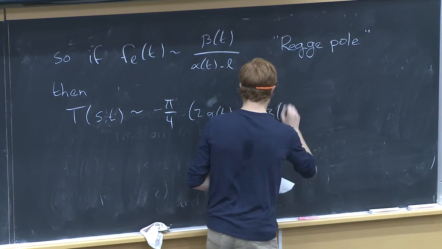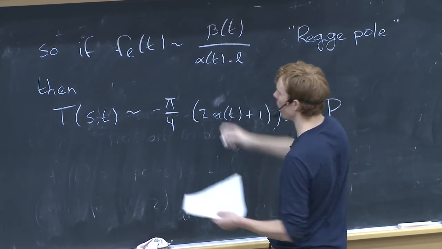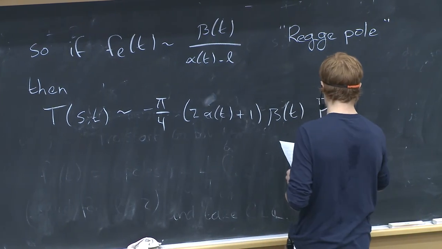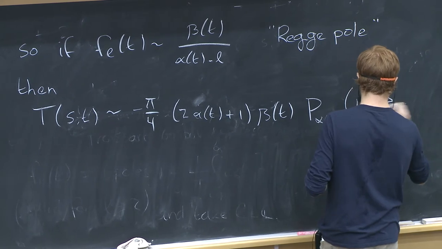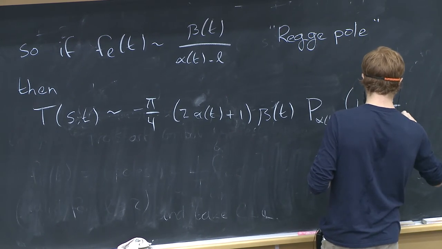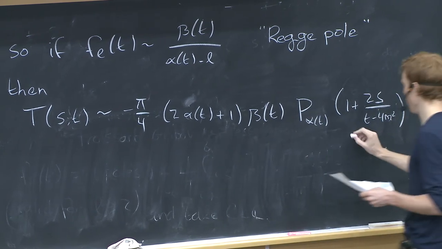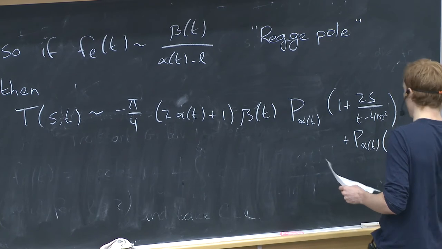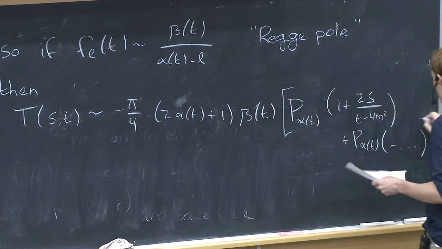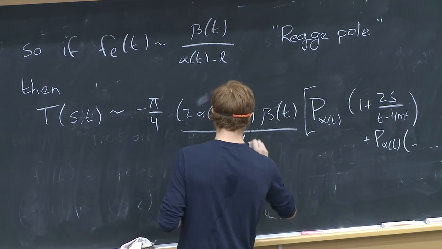There's the beta of t. There's the Legendre function, now not evaluated at L, but at alpha of t, P_alpha(t) of 1 plus 2s over t minus 4m squared, plus P_alpha(t) of minus that thing, divided the whole thing by sine of pi alpha of t.